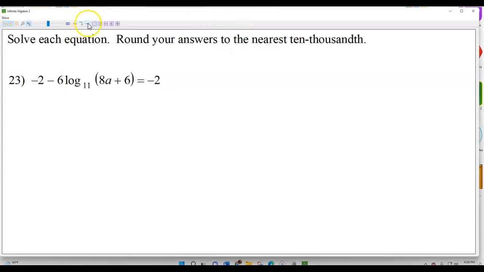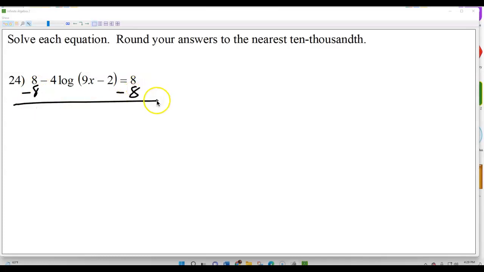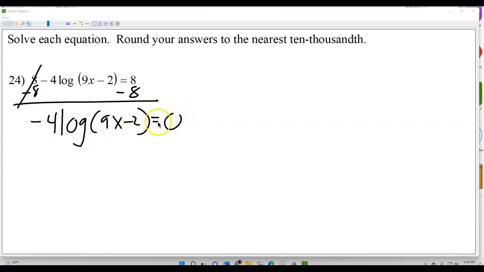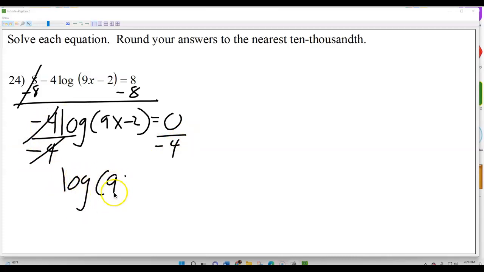All right, let's go ahead and move on to number 24. Once again, we have numbers outside the log, a 4 and an 8. And just like on all the other problems we've done today, anytime you've got extra numbers outside of the main part of the equation, you want to start by getting rid of those. So I'm going to subtract the 8 first. And then I'm going to divide by the -4. And there's that. Okay, now we're ready to exponentiate.